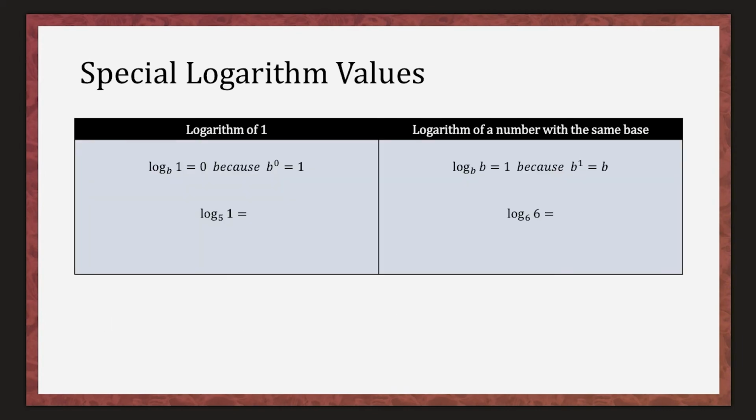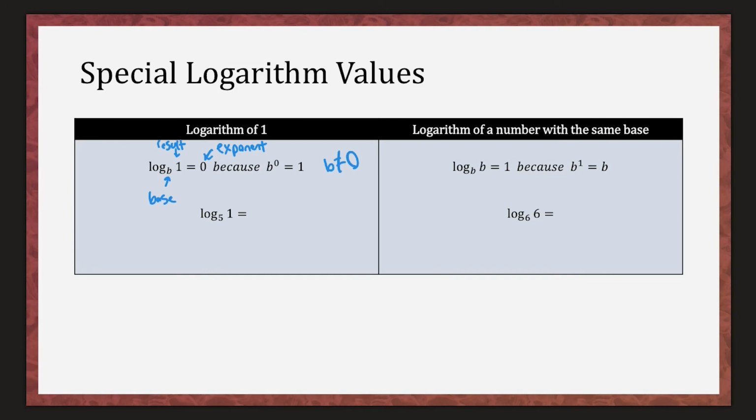Okay, there are some special logarithm values. We actually already saw one of these. We saw the first one, the logarithm of 1. Now remember, our b, that's our base, and that number right there is the result, and our 0 is our exponent. So rewriting this in exponential form, b to the 0 power equals 1. And that's true always, as long as b does not equal 0. B cannot equal 0, but it can equal any other number. And any other number to the 0 power will equal 1.